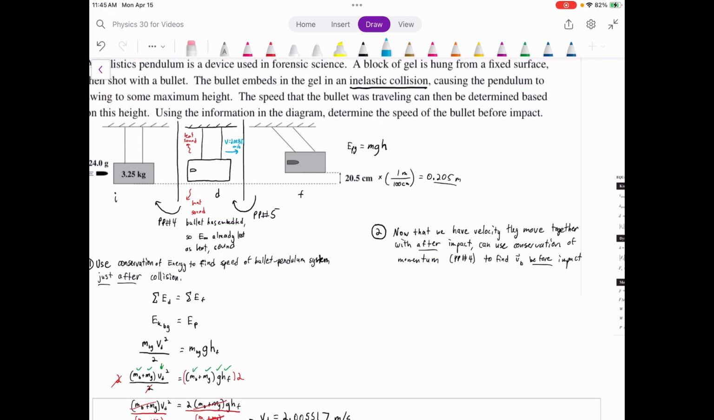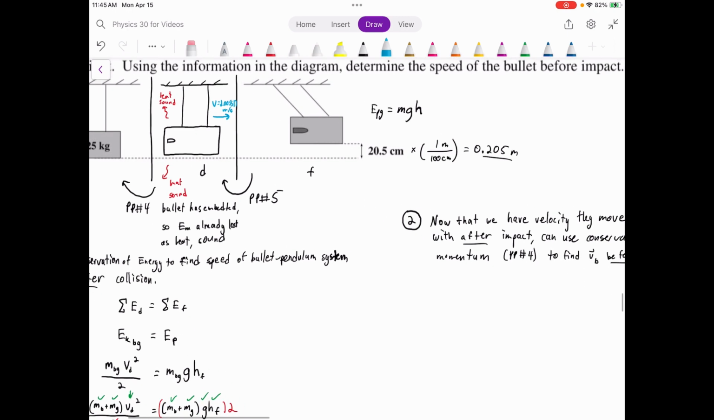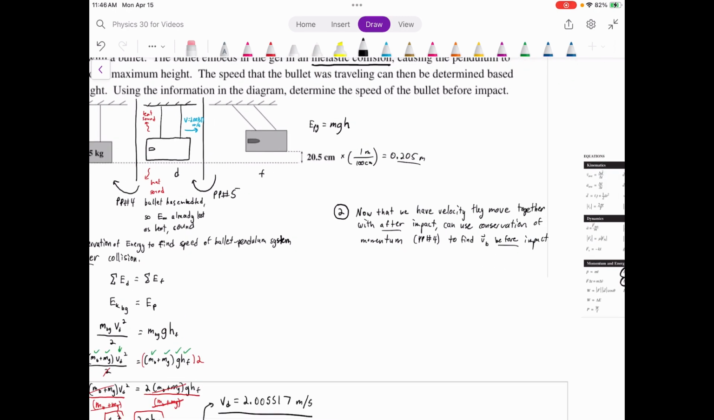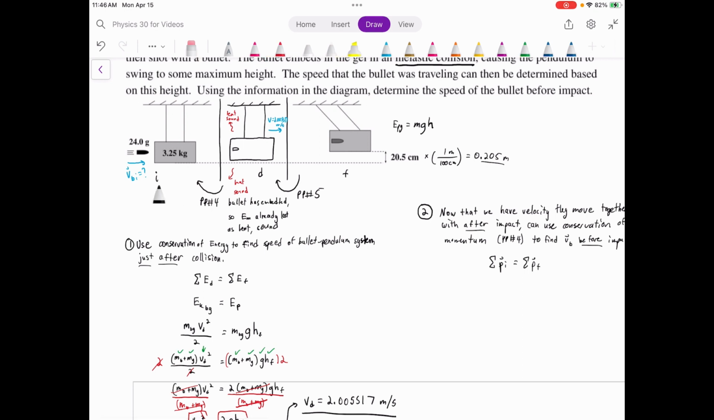All right, so trying to figure out what is the velocity of the bullet initial. Now that we know how fast they move together after the collision, we can just say, well, momentum is conserved even in inelastic collisions. So the total initial momentum will equal the total final momentum. Well, initially, we've just got the bullet.